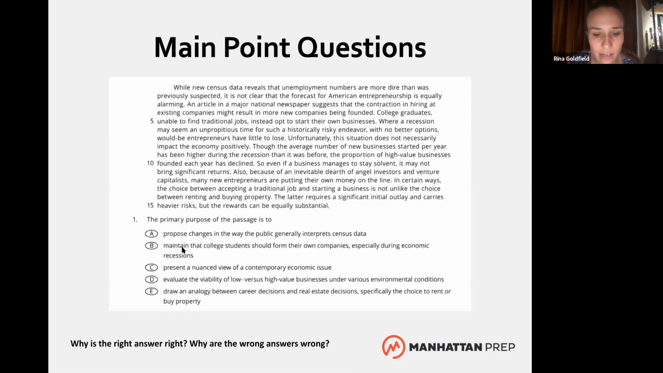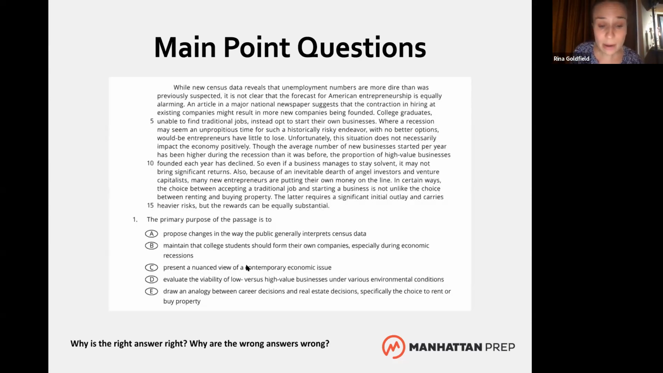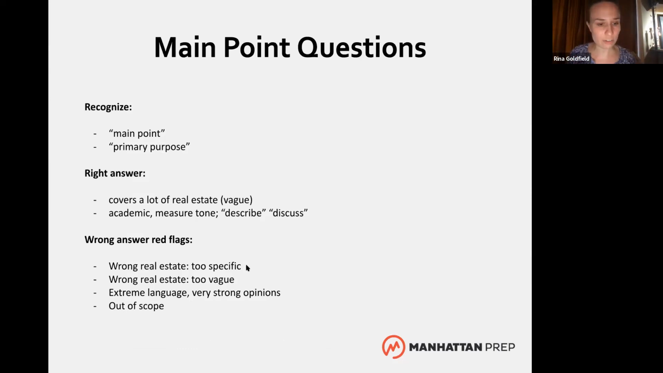So our right answer here, present a nuanced view of a contemporary economic issue. It doesn't even tell us what the issue is. It gives us a nice umbrella category here. So it's vague. That helps it be a summary. It's vague, so it covers a lot of real estate, and its tone is often academic and measured. It's not prescribing what we should do. It's not making a really extreme argument. Instead, we might see verbs like describe or discuss. This one said present. So pretty nuanced view.